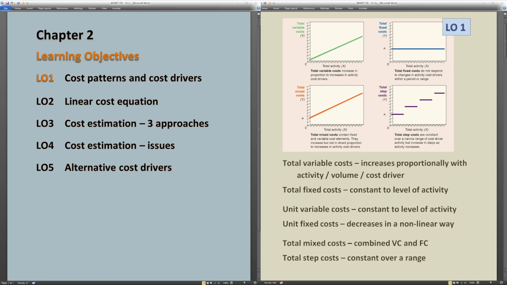Our first stop here in learning objective 1 is to first understand some of the behavior of costs, at least from a managerial accountant's point of view. So you can see this chart here. We've got variable costs, fixed costs, mixed costs, step costs, and I have a few basic definitions below. Let's actually try and draw these charts so that we can explain them as we go.